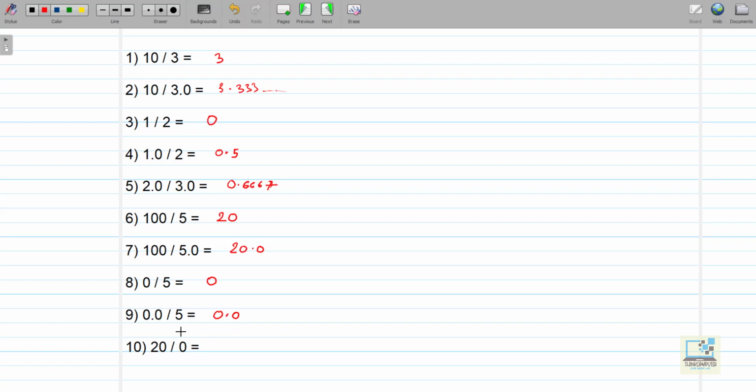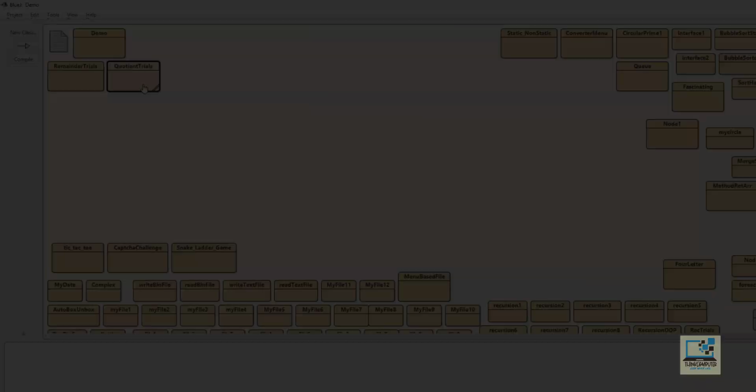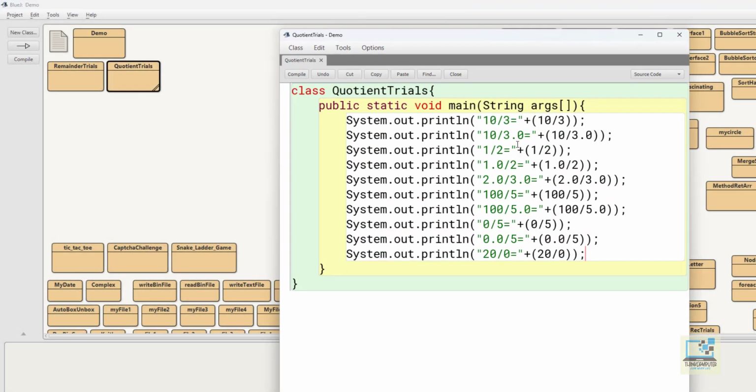Last example, 20 by 0. This particular example will give you the answer as infinity, which in programming is a runtime error. Okay, now I'm going to show you the output of all these examples on the BlueJ Java screen, so that you can understand and relate whether the answers I'm telling you are the same answers you will be getting or not. I have typed all these examples in the Java program, the same examples I have taken.